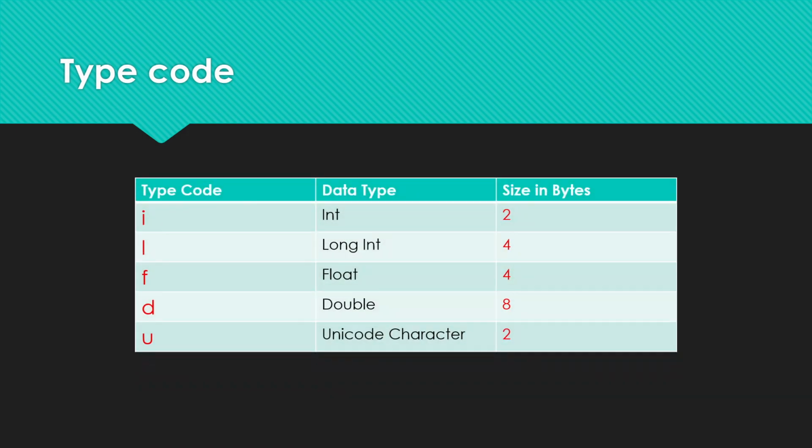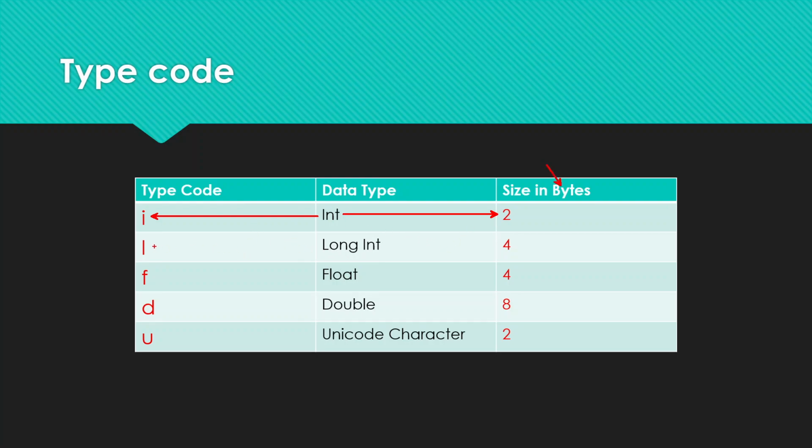So the type code I just mentioned in the previous slide specifies the data type. So we have several type codes. I've just listed here the most common ones. Okay, so for example, in the previous slide, we've seen I. So I is used for integer, and integers, when you create an array with two integers, each element is going to take up 2 bytes.